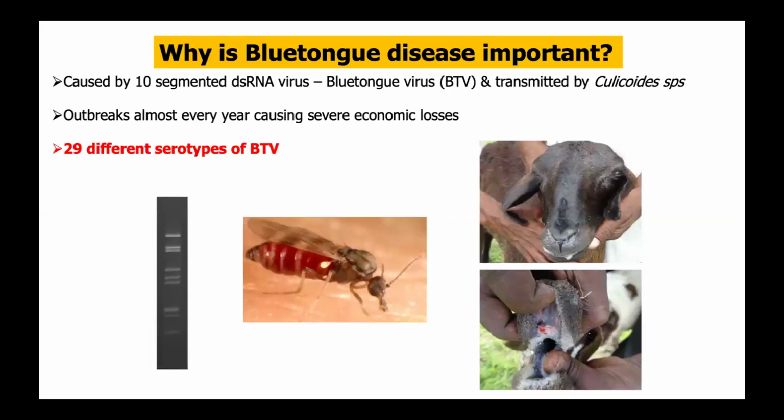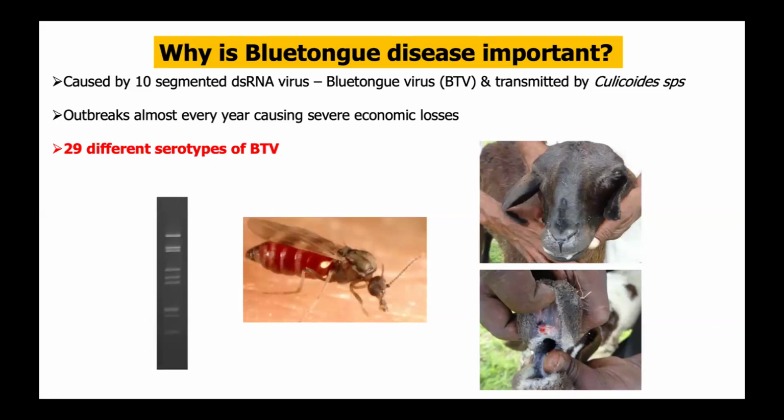It's a double-stranded RNA virus and a 10-segmented virus. This is important because we'll know why the control of the disease is still difficult, because of the biology of the virus too. As you can see, it's a segmented double-stranded RNA virus.